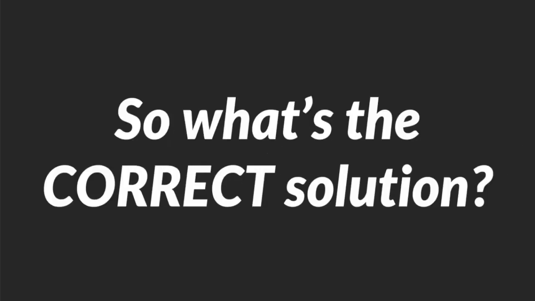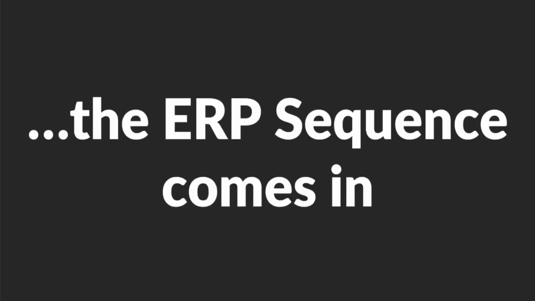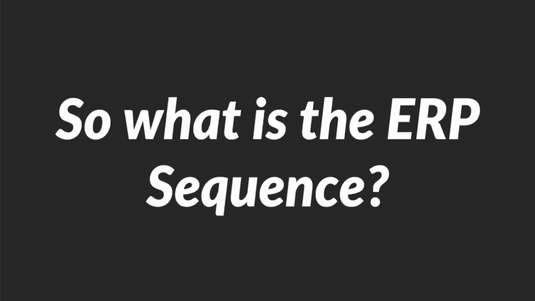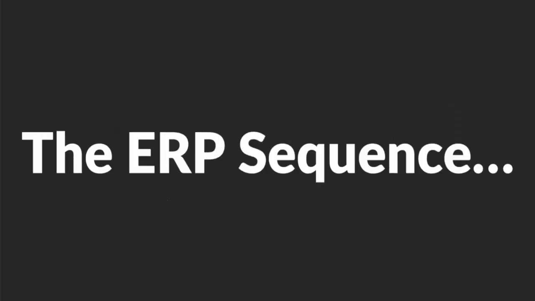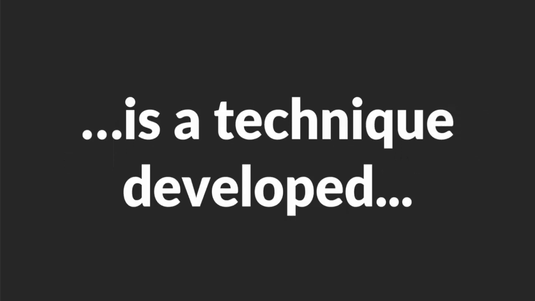Big oops. So what's the correct solution? The correct solution is to do the exact opposite. You are not to nurture her daddy issues, but eradicate them completely. And that's where the ERP sequence comes in. So what is the ERP sequence? The ERP sequence is a technique developed by the mentalist Derek Rake.